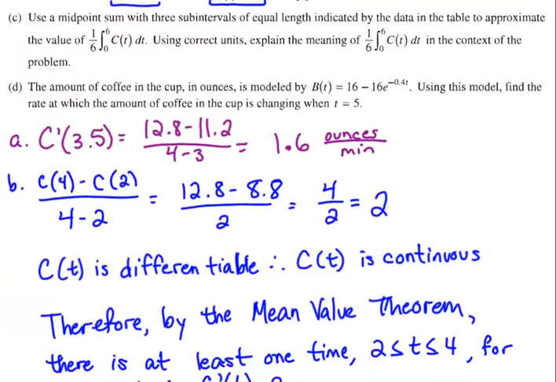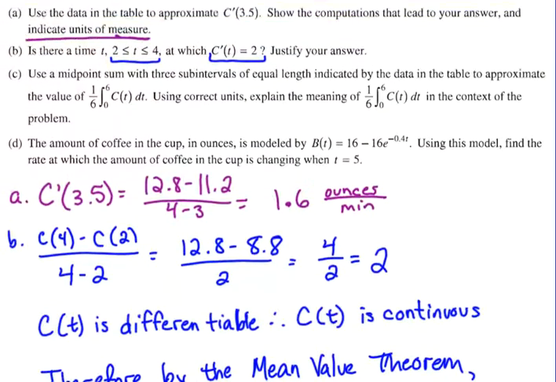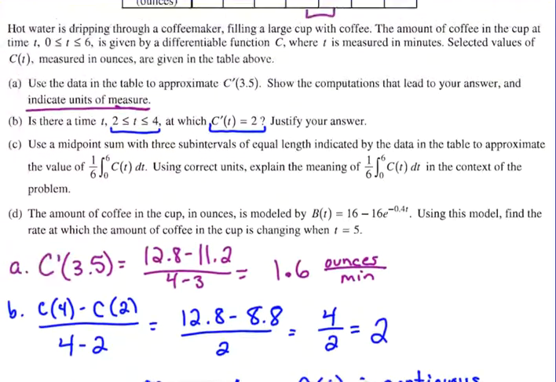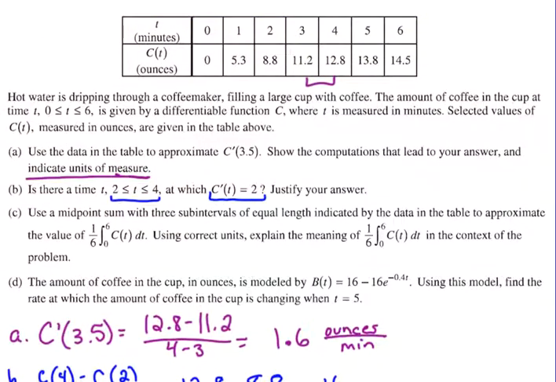Part C, use a midpoint sum with 3 subintervals of equal length indicated by the data in the table to approximate the value of 1 over 6 integral from 0 to 6 C of T dt. Using correct units, explain the meaning and the context of the problem. So let's do our midpoint sum with 3 subintervals. So if we're going from 0 to 6, that means we're going to go from 0 to 2, 2 to 4, 4 to 6. So our midpoints are 1, 3, and 5. Like I said, draw all over these tables, guys. They're not going to judge you based on what you have on your paper.